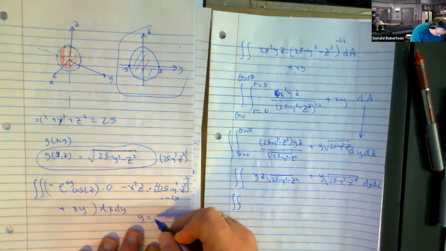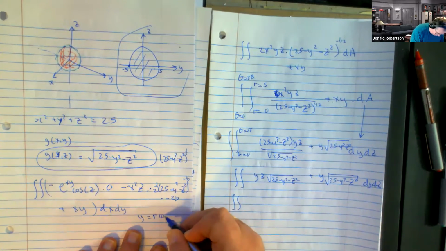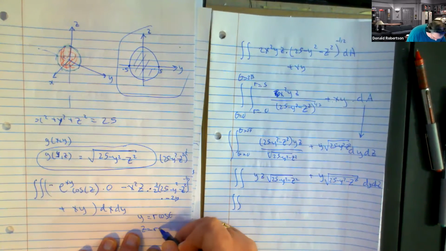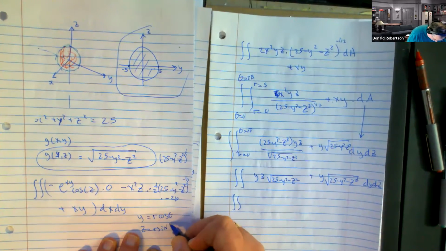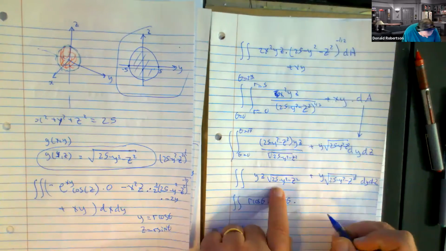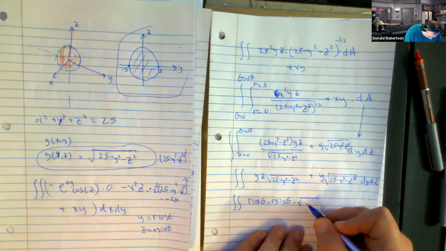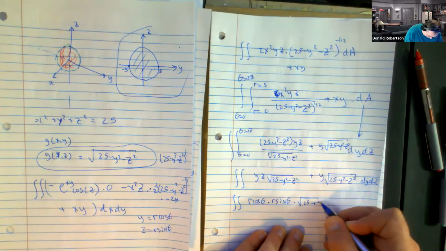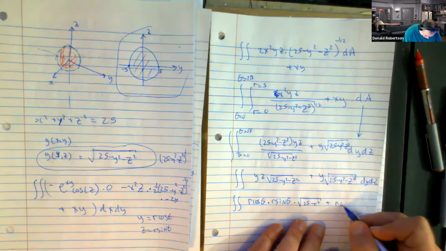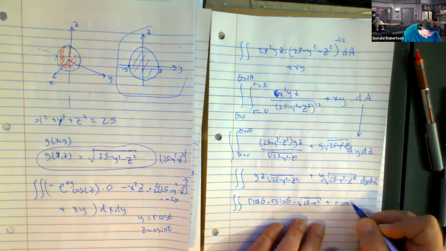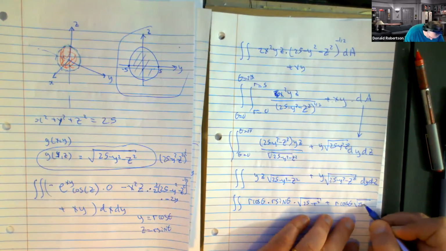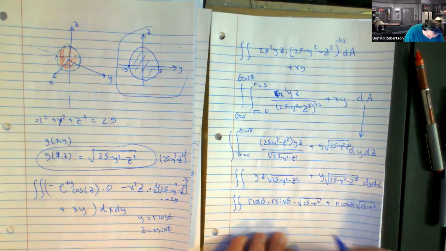The y is going to be our r cos theta, and the z is going to be our r sine theta. So I'm going to get an r cos theta times an r sine theta, and that guy is just the square root of 25 take away r squared. This guy is going to be r cos theta, take away the square root of 25 take away r squared, finishing with another r dr d theta.